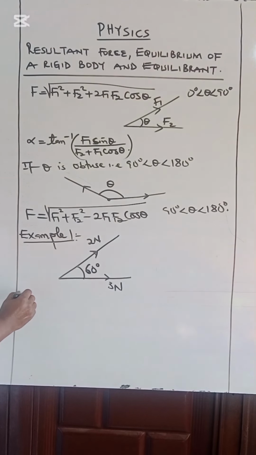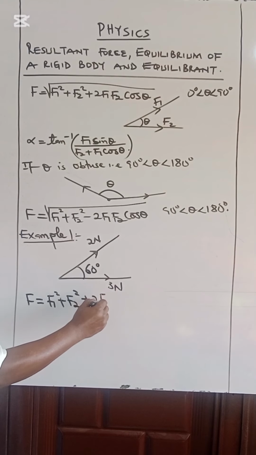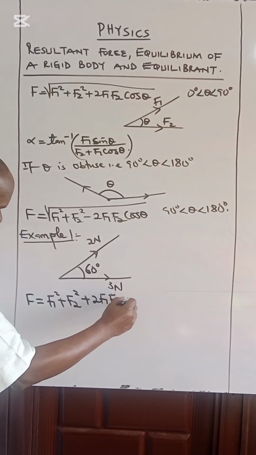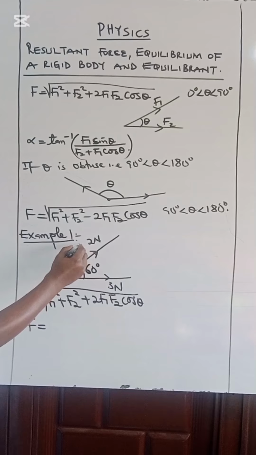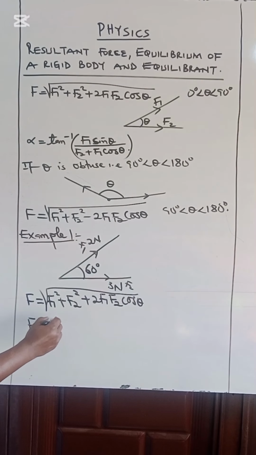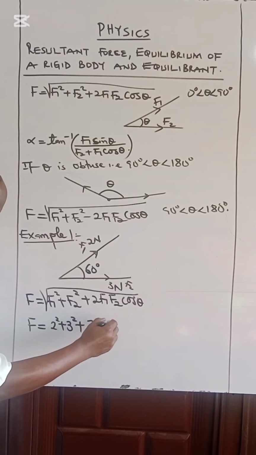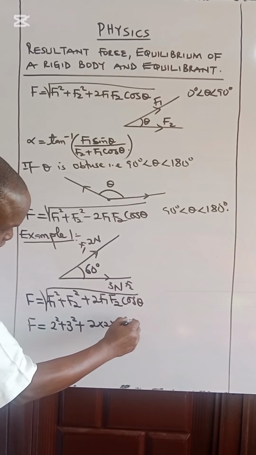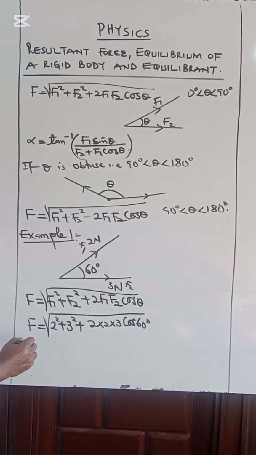Here, the formula is F is equal to the square root of F1 squared plus F2 squared plus 2F1F2 cos theta. So F is equal to, call this one F1 and this one F2. So you can say this is 2 squared plus 3 squared plus 2 times 2 times 3, then cos 60 degrees, then square root. Then you continue.